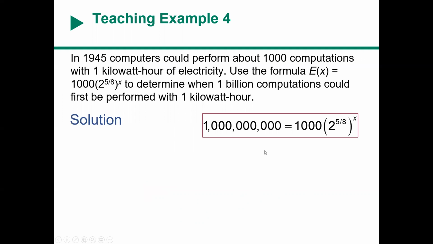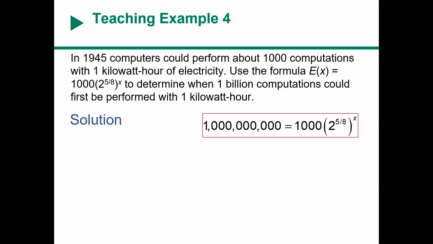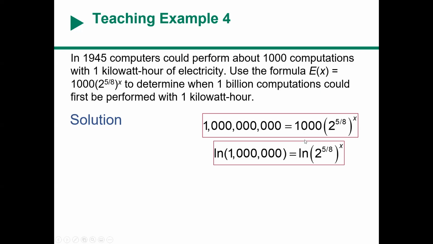So in 1945, computers could perform about 1,000 computations with 1 kilowatt hour of electricity. We're going to use the formula E of x equals 1,000 times 2 to the 5/8 power x to determine when 1 billion computations could first be performed with 1 kilowatt hour. So we're looking for that 1 billion, right? 1 billion equals this. So the first thing that we're going to need to do is divide by 1,000, and then after we divide by 1,000, we take the natural log of both sides.